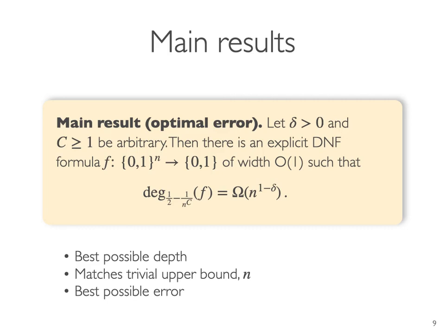We construct an explicit DNF formula f in n variables that has constant width as before and approximate degree n to the 1 minus delta, even for approximation to error a half minus 1 over n to the c. This error parameter is best possible because any polynomial size DNF formula can be approximated by a low degree polynomial to error inverse polynomially close to a half.